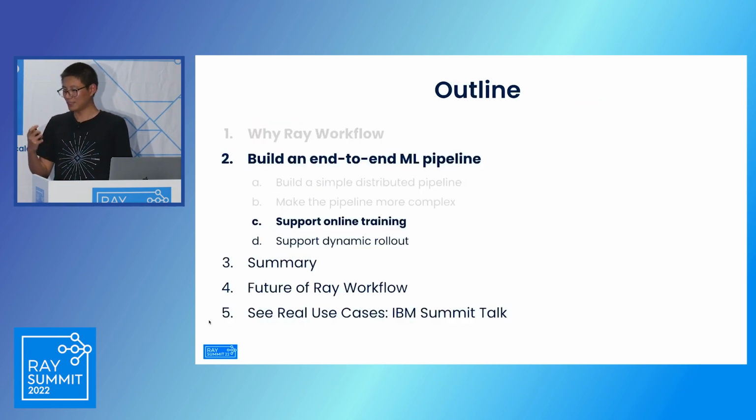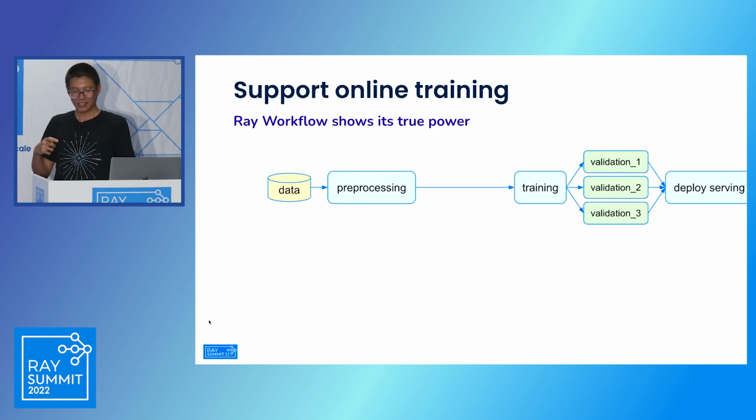Next, they want to further extend their pipeline, and this is where workflow shows its true power. The previous example assumes that data does not evolve, so you have a static database or storage and a static training pipeline. However, nowadays data generation is faster and faster. It's very safe to say that most data stays in the future.